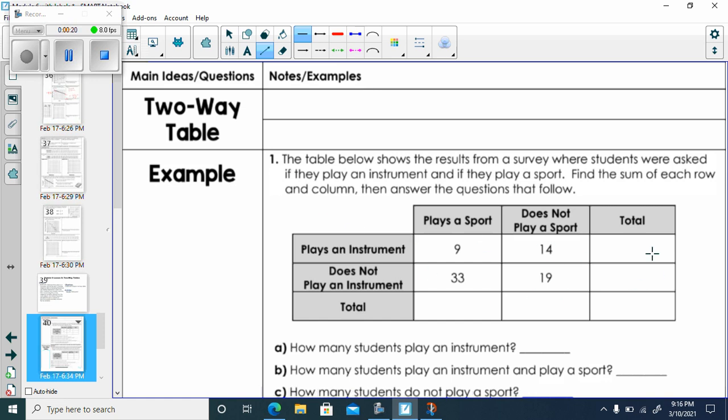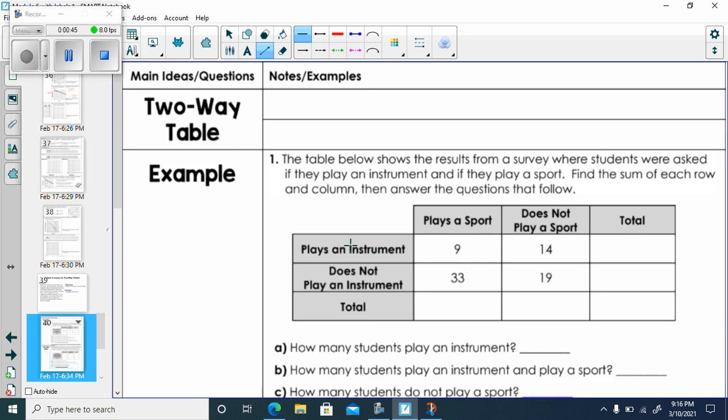See how we've got basically a chart to fill in? On this chart, there was a survey that was conducted. People were asked two questions. Do you play a musical instrument? Do you play a sport? For those who played both a sport and a musical instrument, their answer was recorded here. See, there were 9 people who played both a sport and a musical instrument.